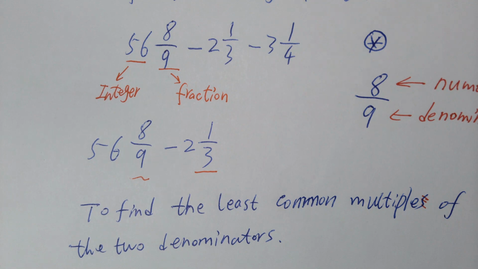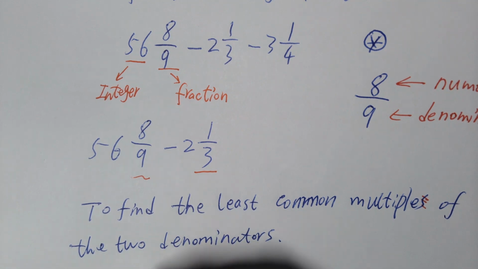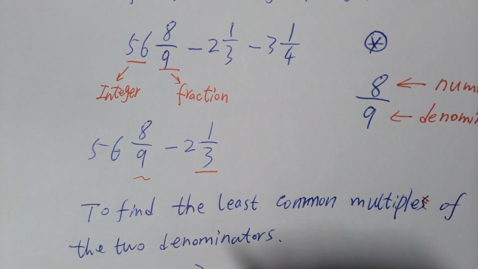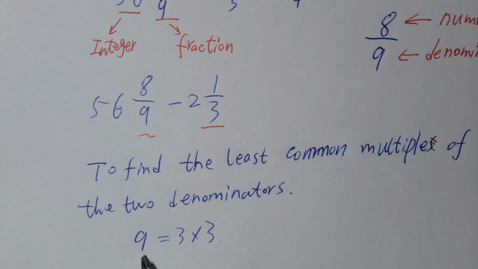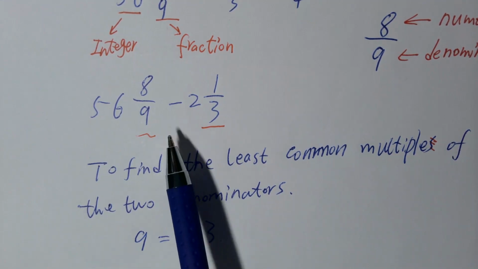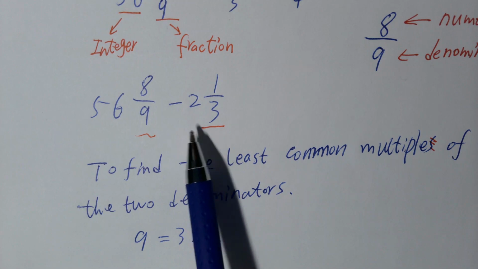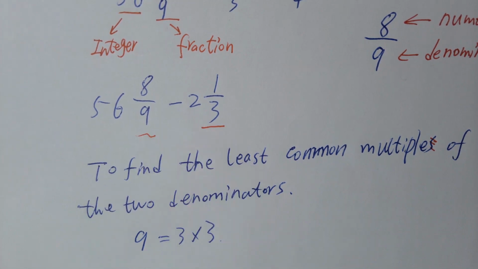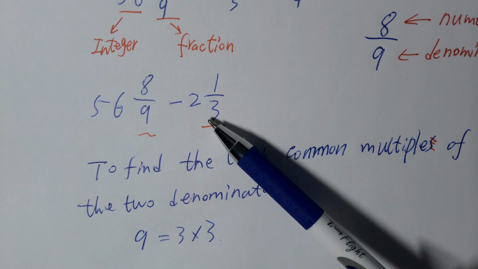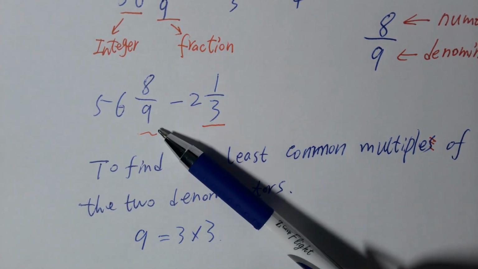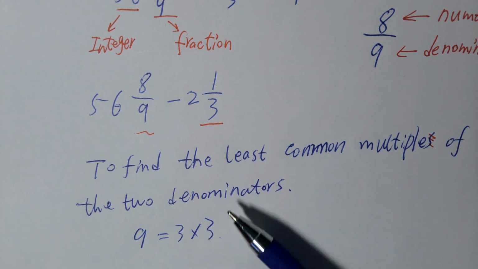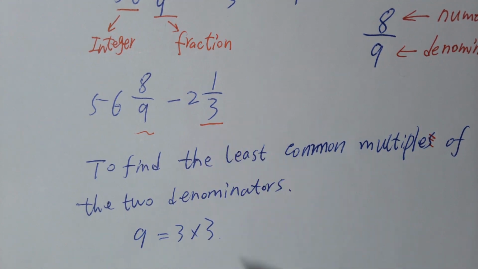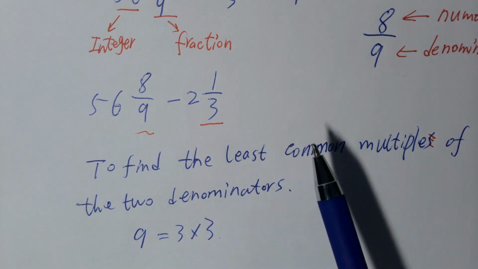be easy for us to realize that 9 equals 3 times 3. Okay, so we know 9 is essentially the least common multiple of 9 and 3, because in this case, the larger number can be expressed by the multiplication of the smaller number. In this case, the larger number itself is the least common multiple.